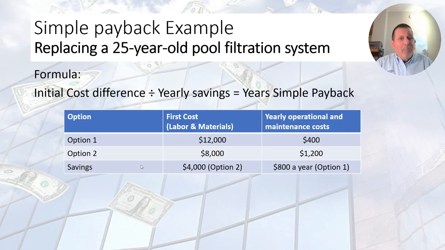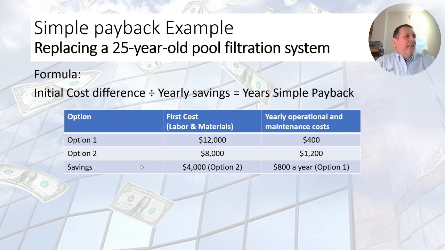Some people will look at that and say, boom, I'm going to option two. However, if we look at the next column, we'll see that it only costs an estimated $400 a year to maintain and run and operate option number one. It costs $1,200 a year to maintain and operate option number two. So if I just look at that, I say, well, that's a lot of money, so I'm going to go with option number one. However, you have to look at both.